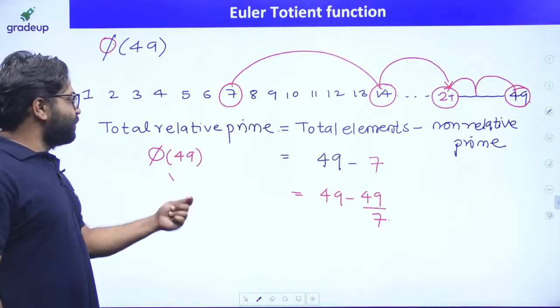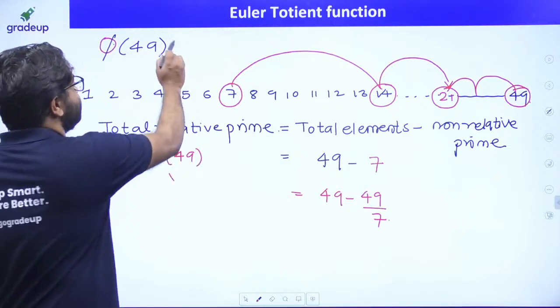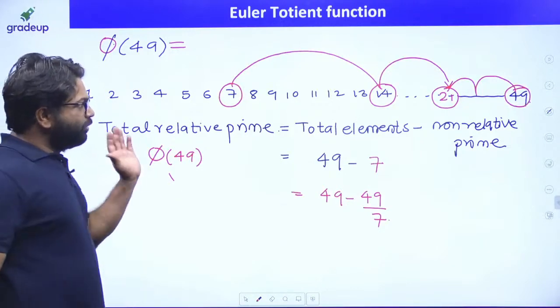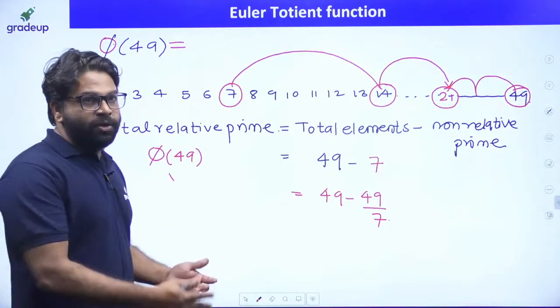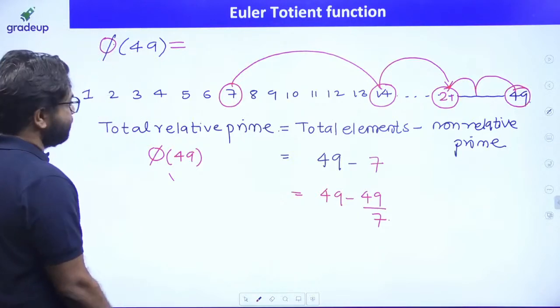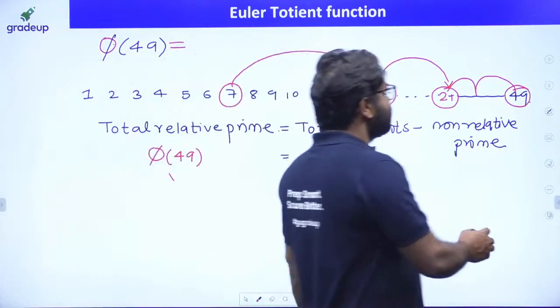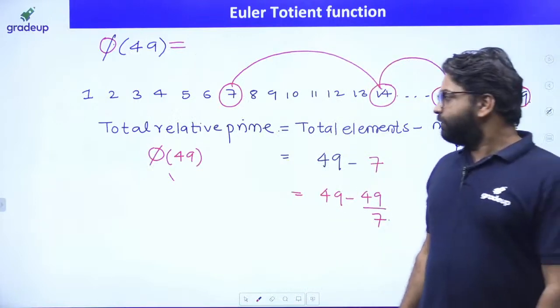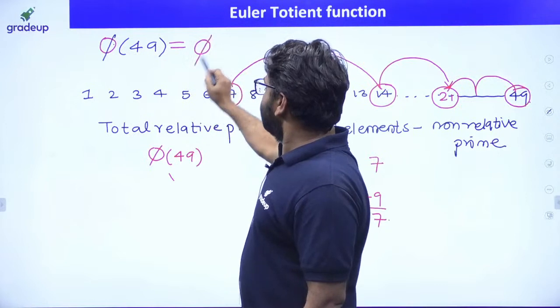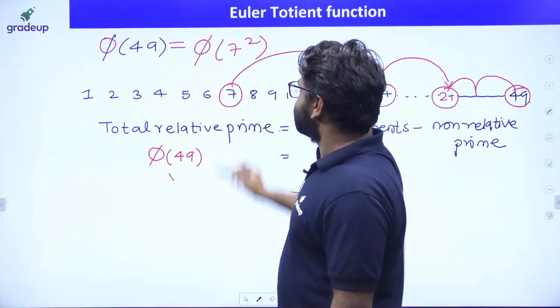So the total relative primes, you can calculate the answer, but I don't want to go into that answer. I just want that observation, which is very important. Let's see: the totient function of 49 can also be written as the totient function of 7 square.